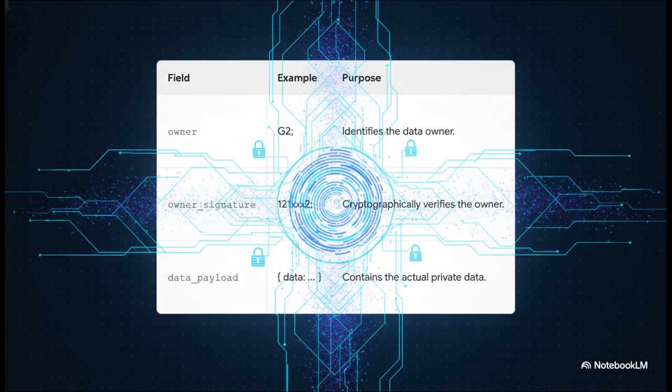And here's what that data packet looks like under the hood. It's actually pretty simple. Just look at this table. It's pulled right from the source diagram. You've got a field for the owner, so we know who it belongs to. You've got the owner's signature for that cryptographic proof. And then you have the data payload itself, which holds your actual private information. It's all very clean, totally transparent, and most importantly, secure.